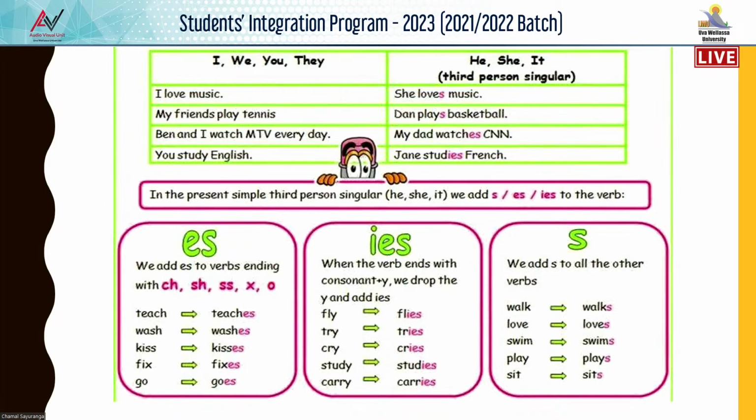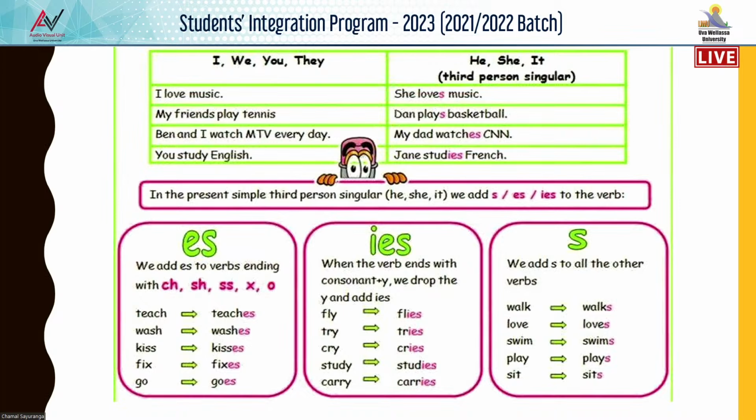So this is really important to make sure. Please make sure when you write or speak simple present tense sentences, you use S, IES or ES based on the ending of the verb, and then it would not be a problem.